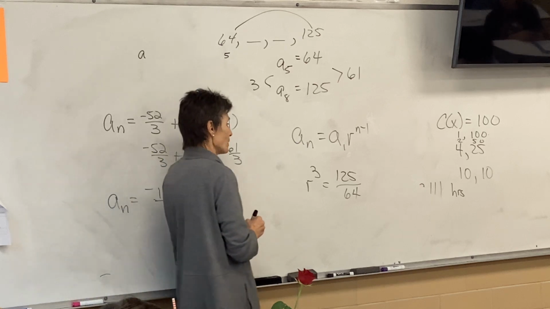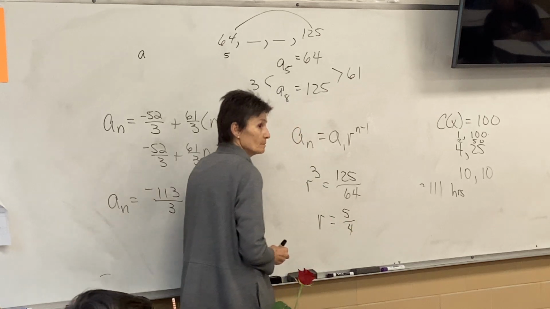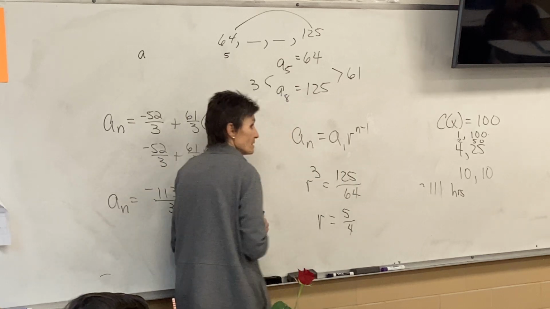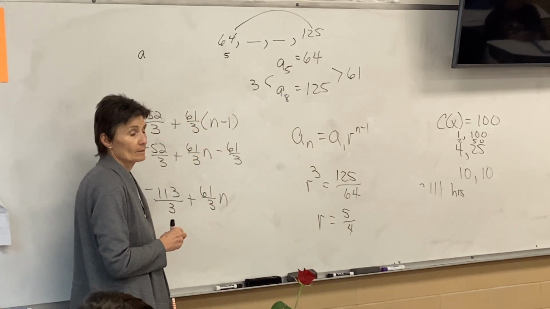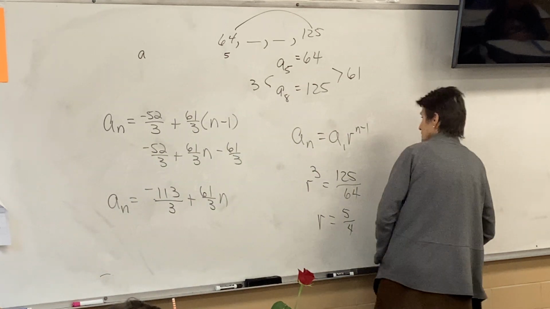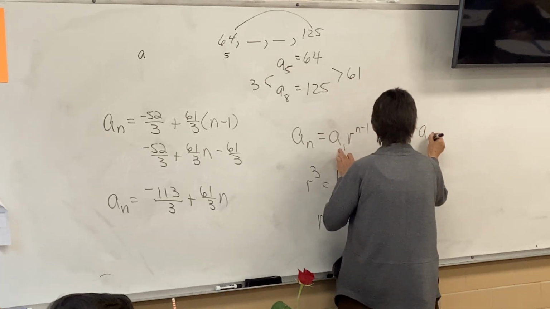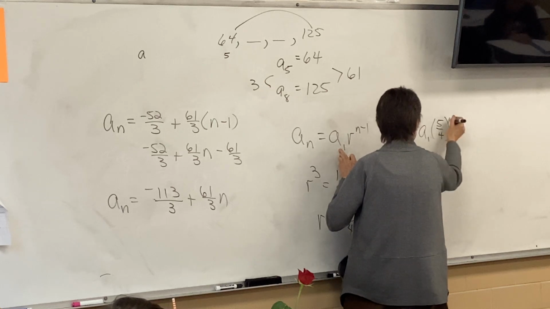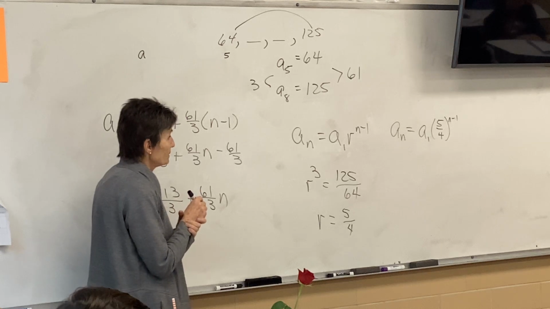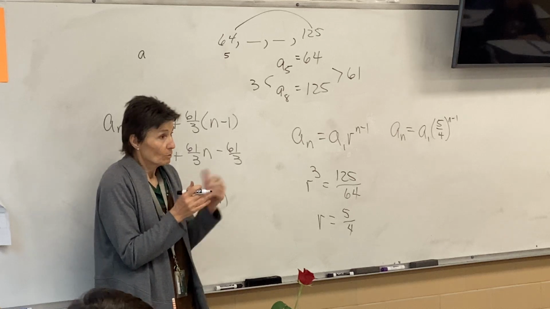What's the cube root of 125 over 64? 5 over 4? Which means your ratio is 5/4. So when you write your formula, I don't know what my first term is, but my ratio is 5/4. Now, how could we find our first term? We got options, what do we do? Same way from the first one.